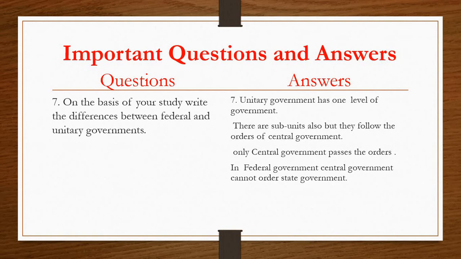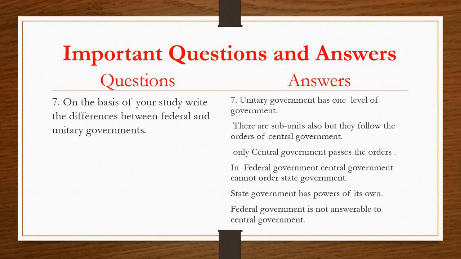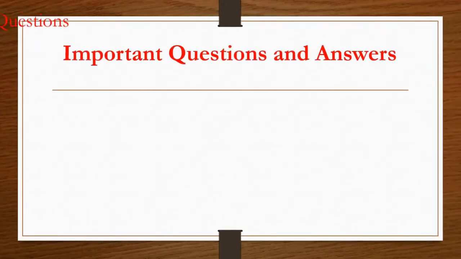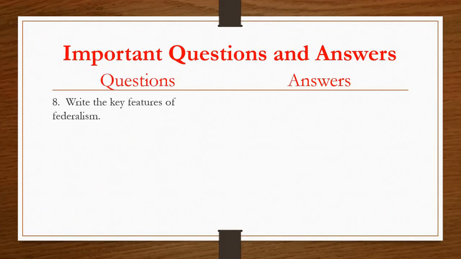In the first three lines we studied about the central government, and now we are studying about the state governments. State government has powers of its own. Federal government is not answerable to central government. Write the key features of federalism.